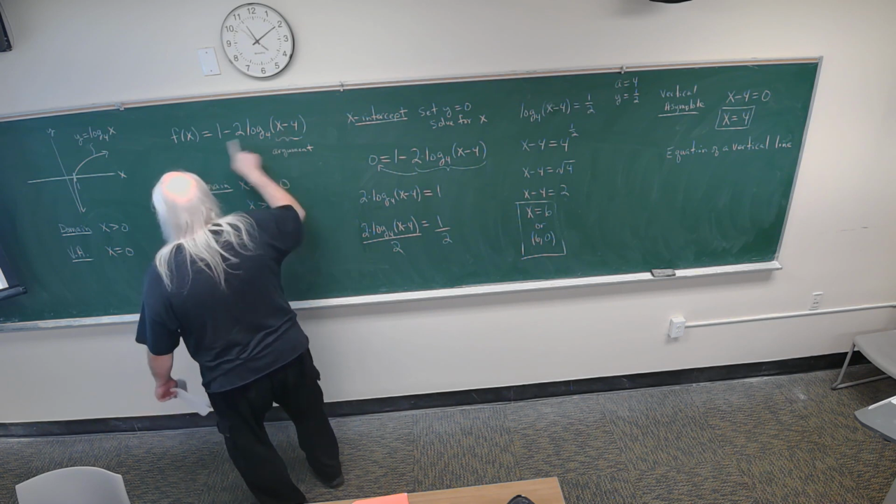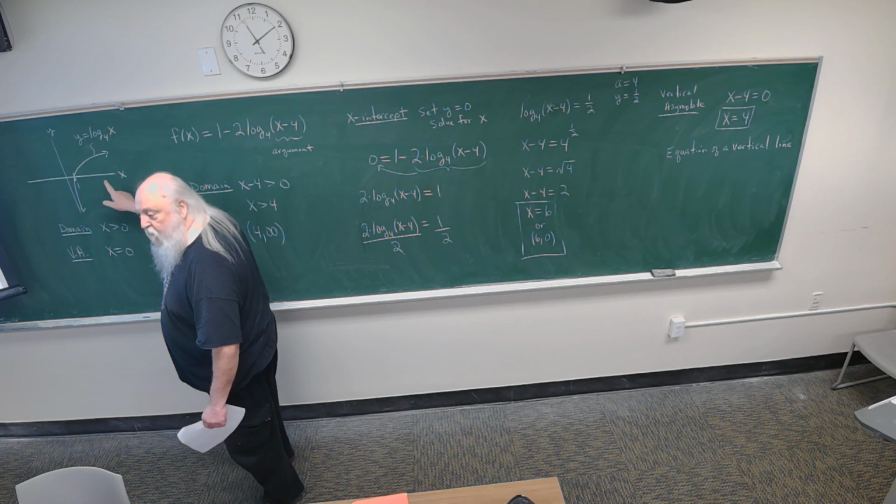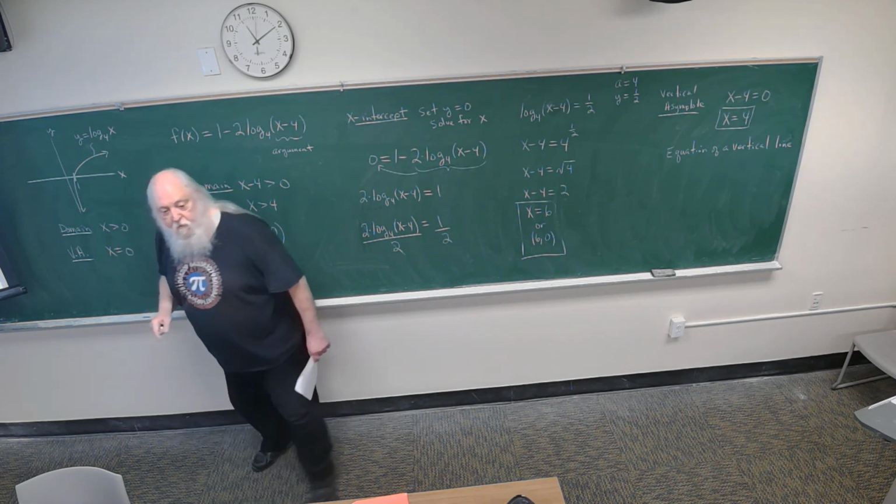And so when we replace x with x minus 4, that shifted the vertical asymptote 4 units to the right. And so it went from x equals 0 to x equals 4.